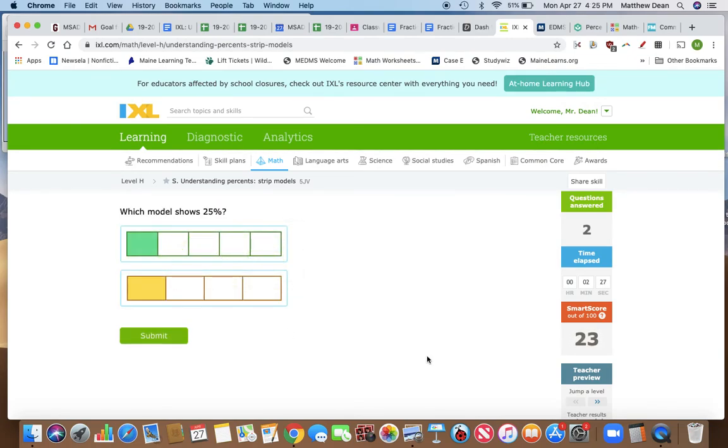All right, so try this IXL today. You can use that common percentage, decimal, and fraction table if you need it. And try to get a SMART score of 85.